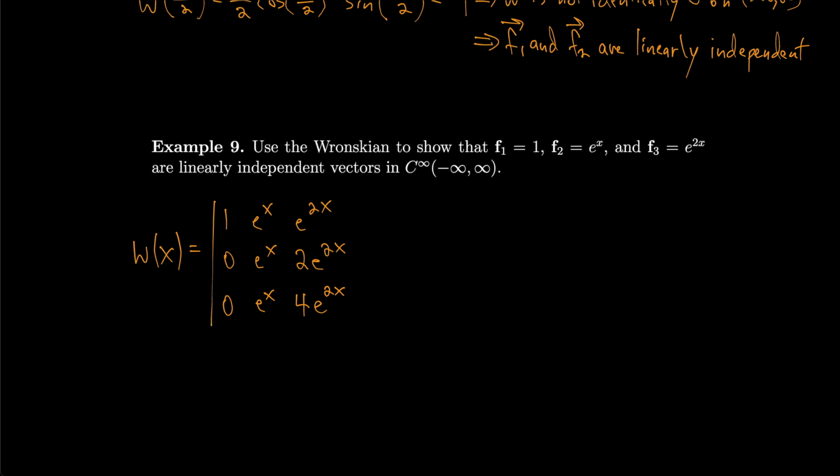So let's take the determinant of that now. Well, we've got 2 zeros over here, so we could just take 1 times this determinant right over here. So that's e to the x times this, minus e to the x times this. So that's just 2e to the 3x. And notice that's not identically 0. You could plug in, for example, even 0 over here. E to the 0 is 1, so it's just 2. So definitely not identically 0.